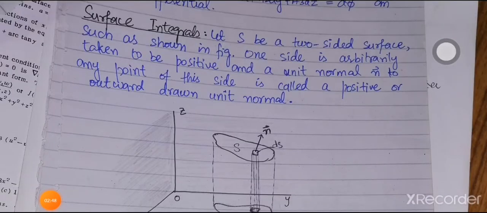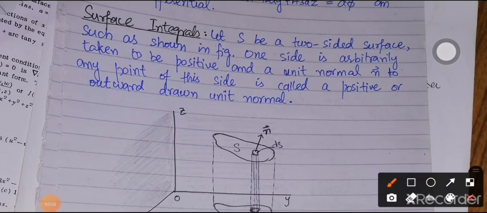Next we will discuss the surface integral. In simple words, line integral is a one-dimensional integral and surface integral is related to the two-dimensional integral. So let's suppose that S is a two-sided surface as shown in the figure. One side is arbitrarily taken to be positive, and a unit normal n to any point of this side is called a positive or outward drawn unit normal.